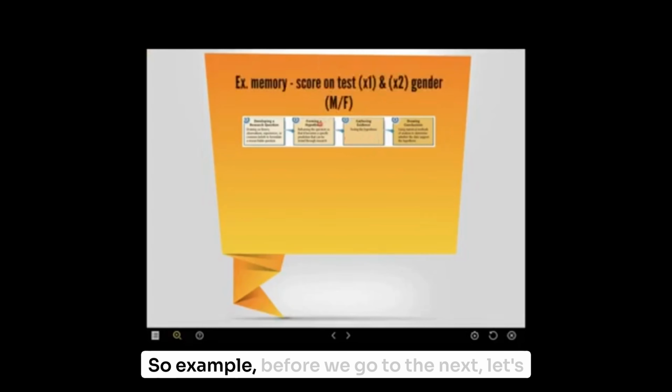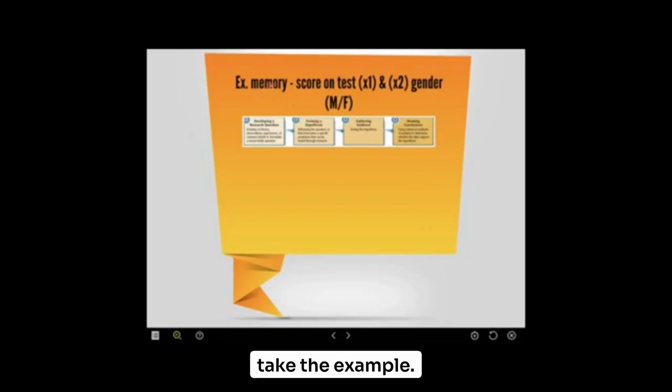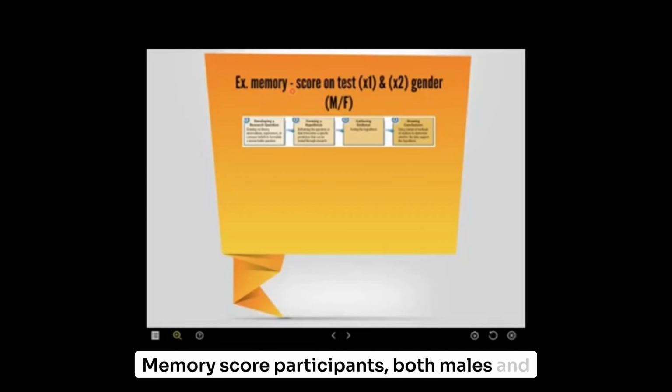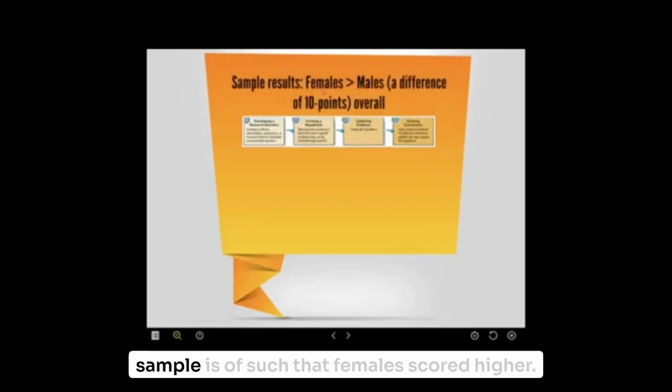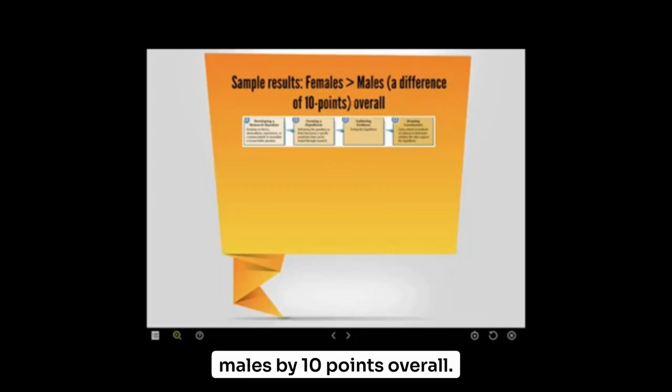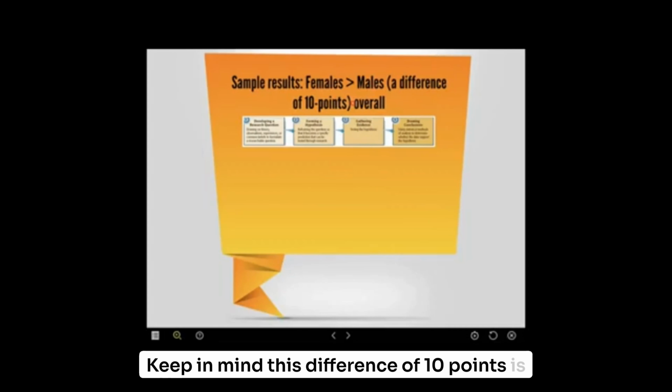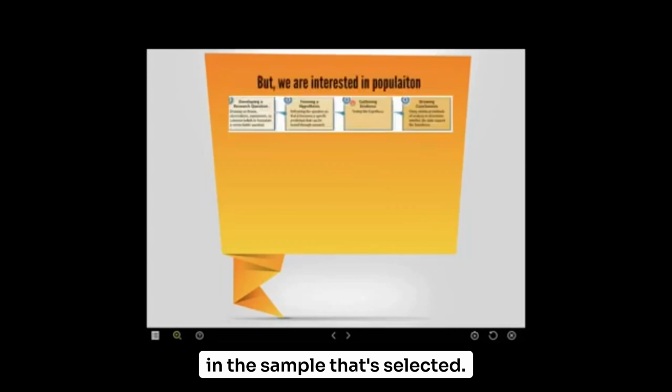So before we go to the next step, let's take the example. Memory score: participants, both males and females, randomly selected from a group of population. They were given a memory test, one group which is males, the other group is females. Let's assume you randomly selected 120 students from a class, and the sample results are such that females scored higher. The average score of females is more than males by 10 points overall. Keep in mind, this difference of 10 points is in the sample that is selected. But the question we have is about the population.